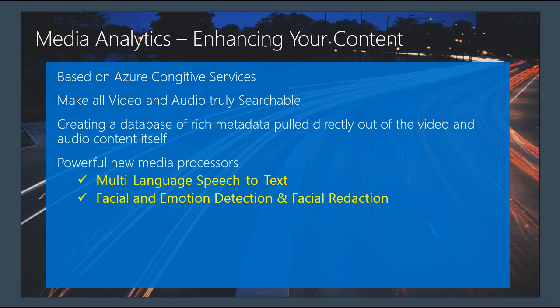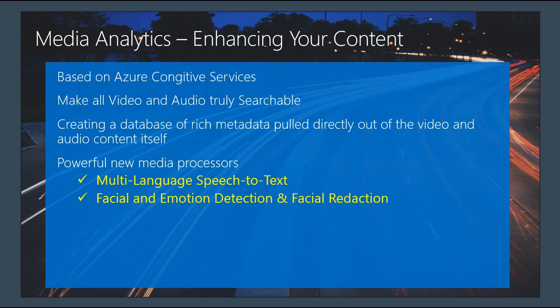Facial and emotion detection is another media processor, and it also includes facial redaction. So facial detection, the first step is just identifying where faces are found within a video. So it's at what time and at what location. The metadata that we create will allow you to sort of have the bounding area of the face. And sometimes there's different things that you might need to do with that.